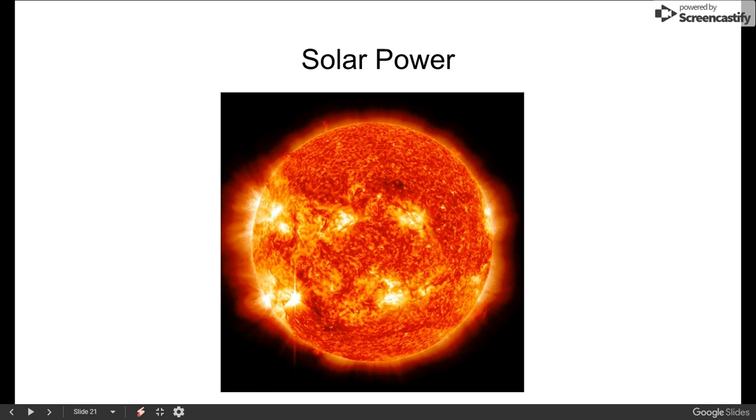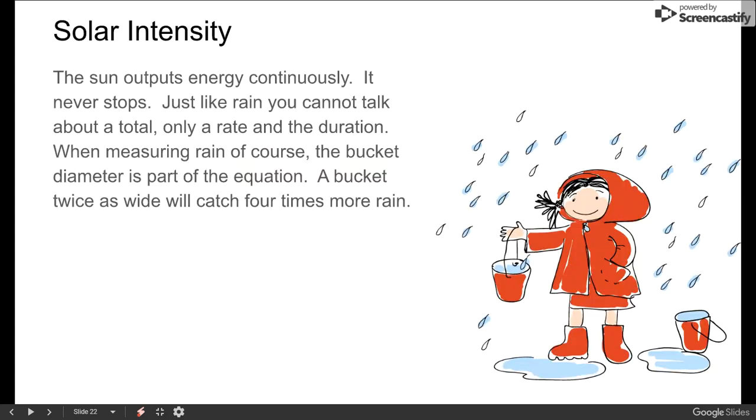The next part would be solar power. This is another energy source that we can't count the energy without dealing with the time. So it's easier to talk about the power. The sun's output continues. It never stops. So just like rain, you can't talk about a total, only a rate and the duration.